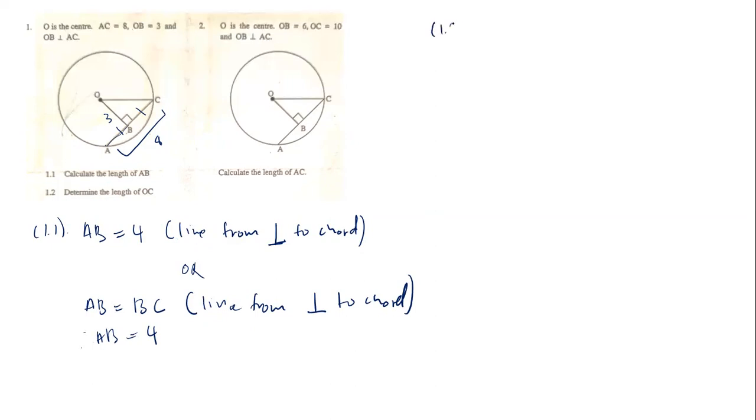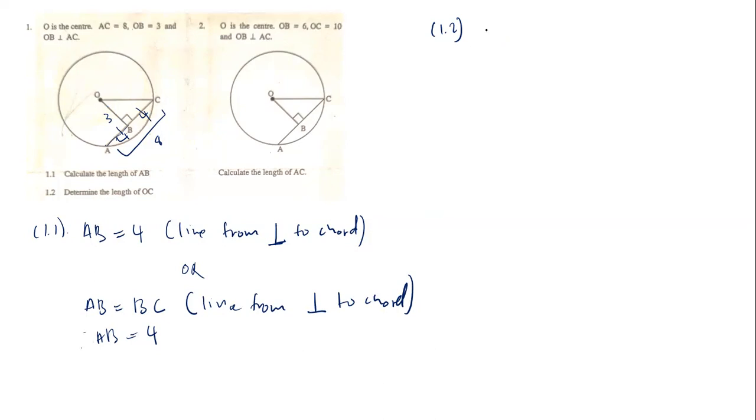Now 1.2 says, determine the length of OC. Here we have our 4, and here we have our 4, which is BC, most definitely. OC is the radius, a line from the center to the circumference. You have learned different types of triangles. What type of triangle do you see over here? A right angle triangle. To determine the size of right angle triangles, we use the Pythagoras theorem.